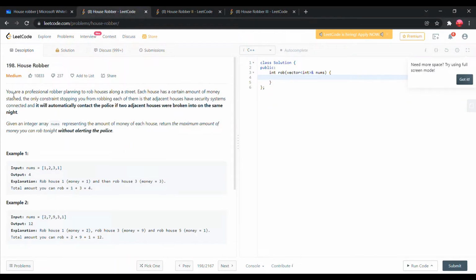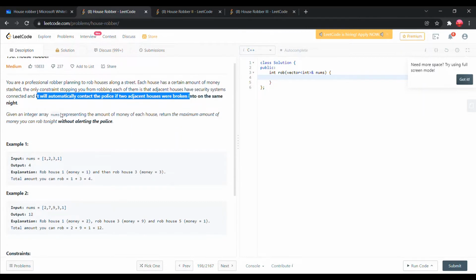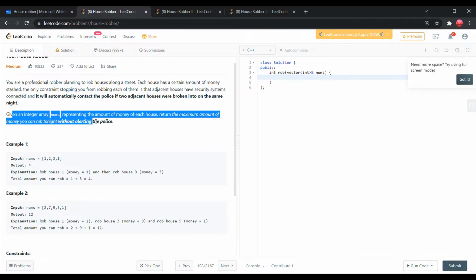So basically, you're a professional robber planning to rob houses along a street. Each house has a certain amount of money stashed. The only constraint stopping you from robbing each of them is that adjacent houses have security systems connected, and it'll automatically contact the police if adjacent houses were broken into on the same night. Given an integer array nums representing the amount of money in each house, return the maximum amount of money you can rob tonight without alerting the police.